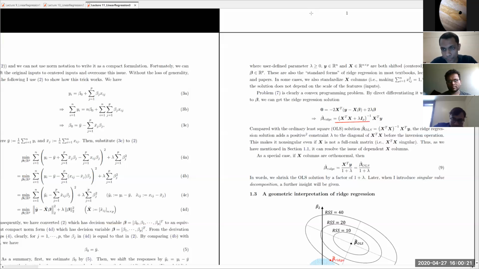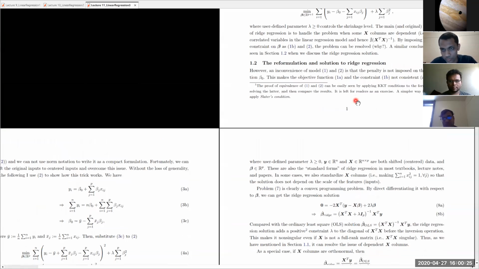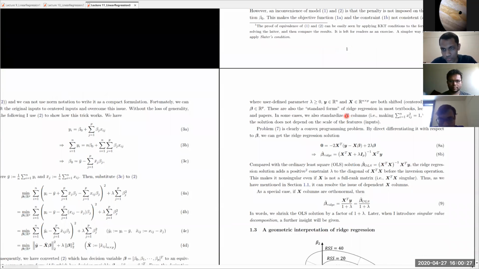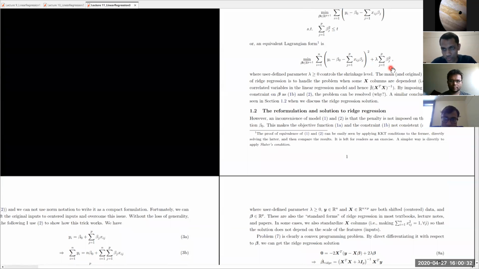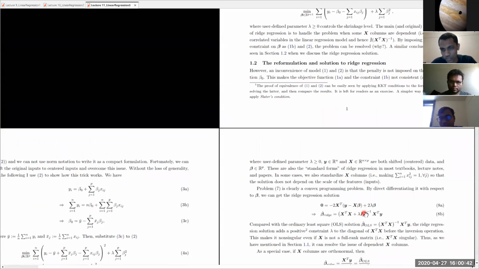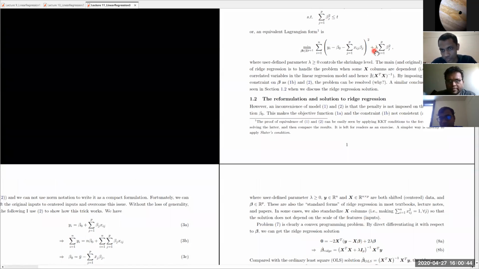But if you want my personal opinion, it's user defined. Some users just like a large penalty, so that I can have my betas be small. Some users don't like a small beta. I want my beta to be large as long as this one is invertible. Then I may like a small lambda, as you mentioned.